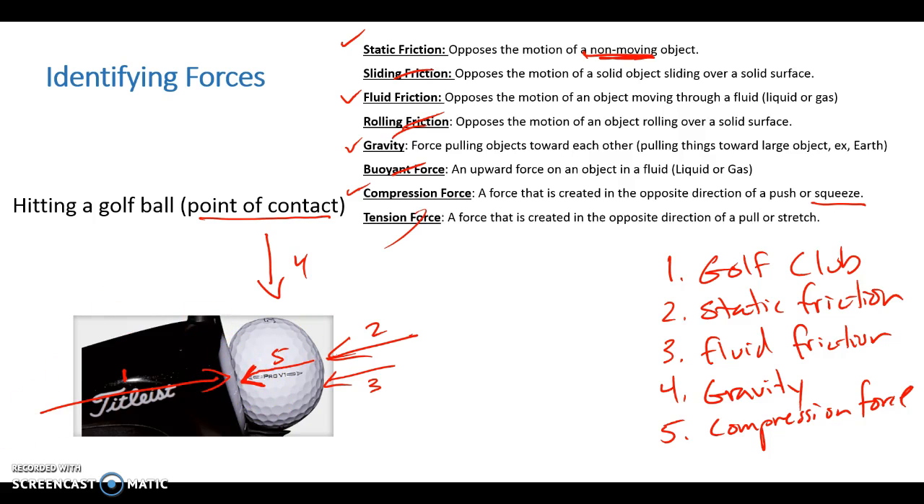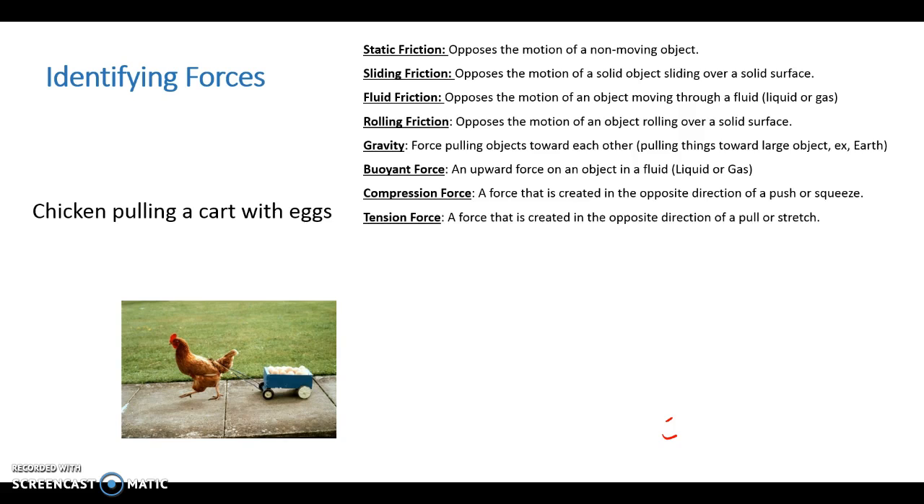Okay, let's try one more to wrap up all of these options together. So, number 1, is there a force being applied by something in the diagram? It's a chicken pulling a cart, so it looks like the chicken is moving this direction. So let's say that they're applying a force in that direction. So I'm going to say the chicken pulling is definitely the first force in this picture.